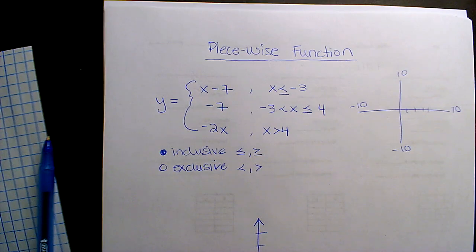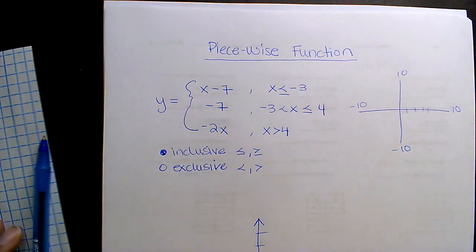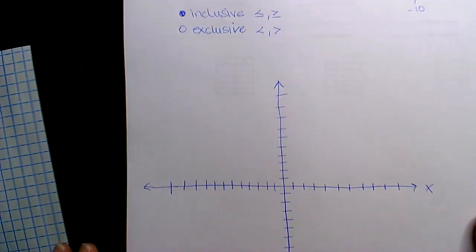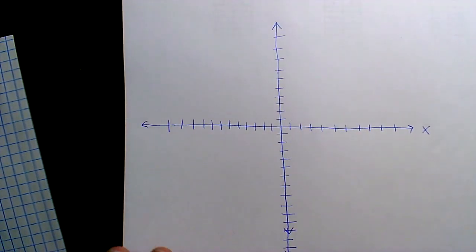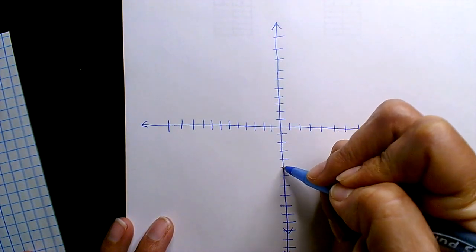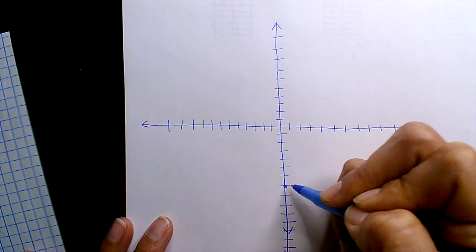Piecewise function: x minus 7 is linear, negative 7 is horizontal, and negative 2x is linear as well. Okay, we're going to go ahead and graph these. So x minus 7, without looking at the domain, my y-intercept is negative 7. 1, 2, 3, 4, 5, 6, 7. So put a dot here.